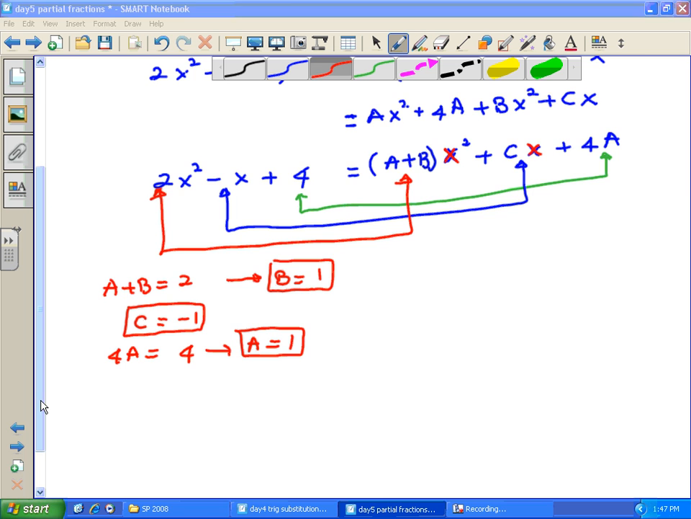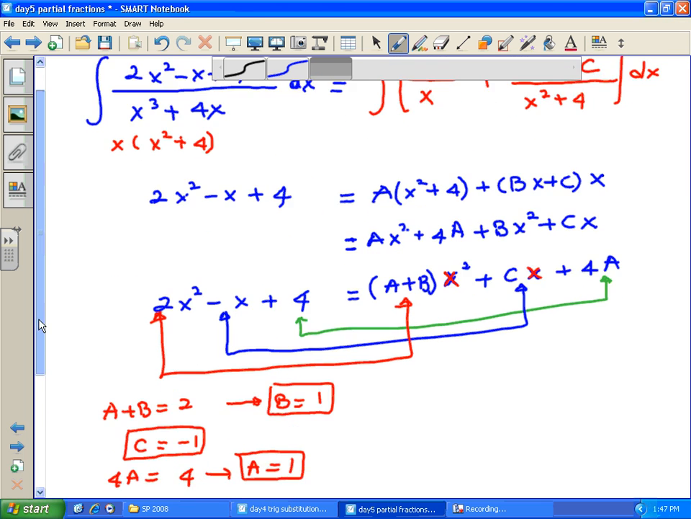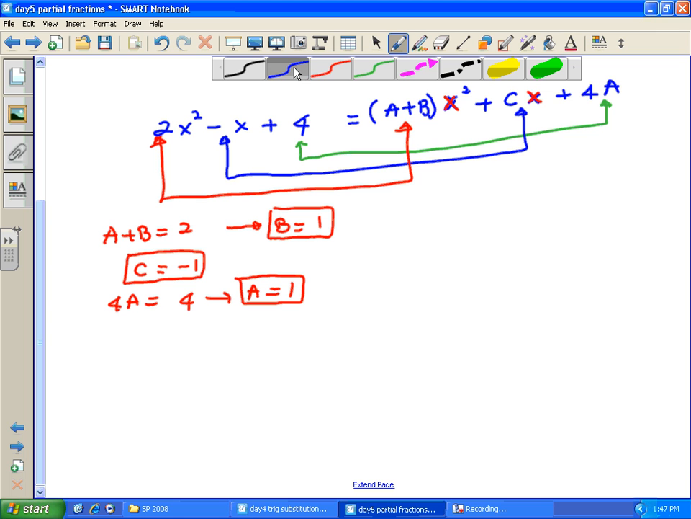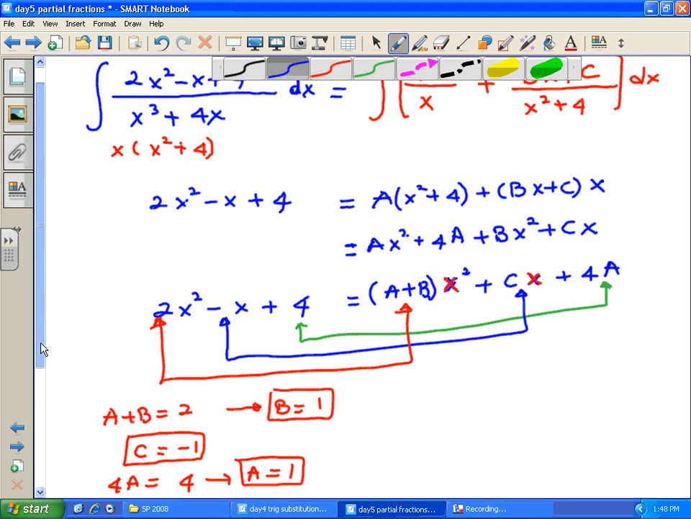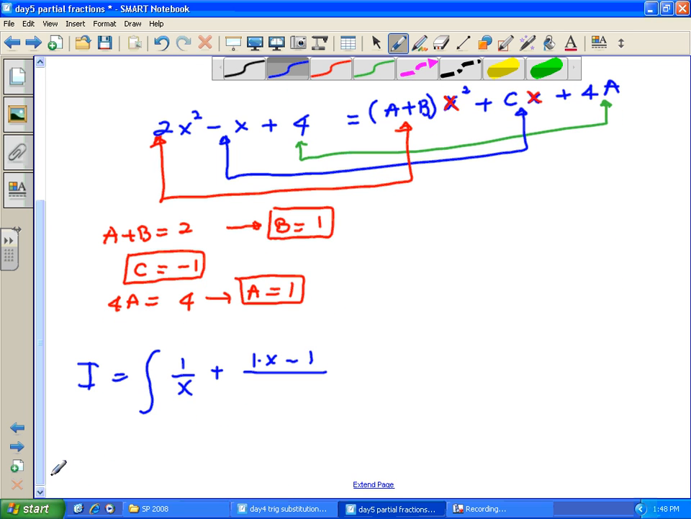In this case, let's put everything back together. On the top, we had a over x. So our original integral was a over x, which is basically 1 over x, and then (bx plus c), that's 1x plus c, divided by x squared plus 4 on the bottom. So this is what we need to integrate now. And I need your suggestions. For the first one, the integral of 1 over x, ln of the absolute value of x, correct?